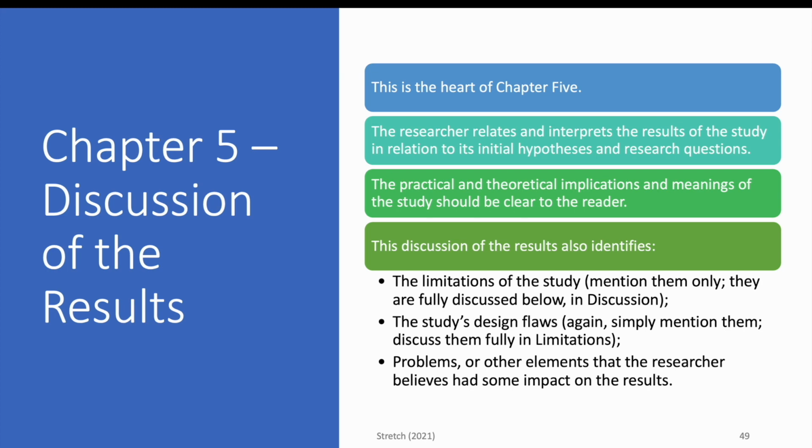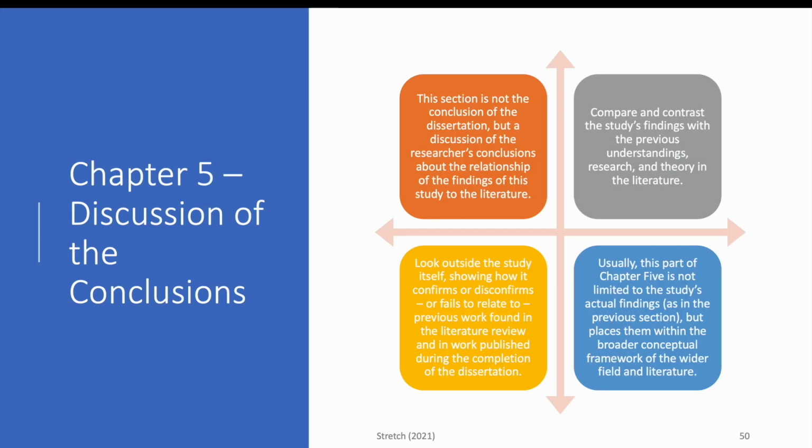You're also going to talk about any limitations of the study, any design flaws, and any other problems you think may have impacted the generalizability or validity of your results. With the discussion of conclusion, it's not the conclusion of the dissertation, but really the conclusion of the results from your study. So you're going to compare and contrast to previous literature. You're going to look at how the study either affirms or disconfirms what we expected. And then this section is really starting to blend in existing literature.